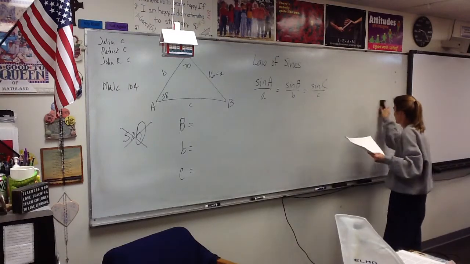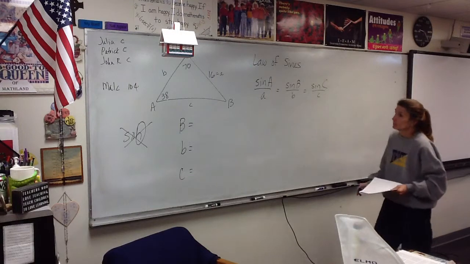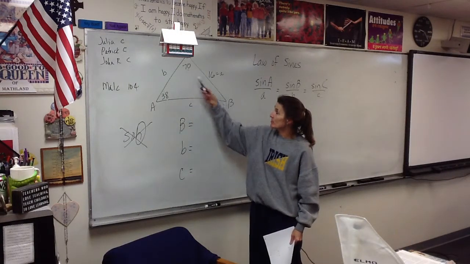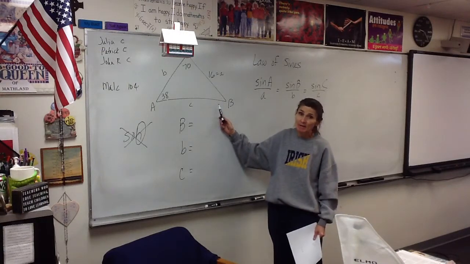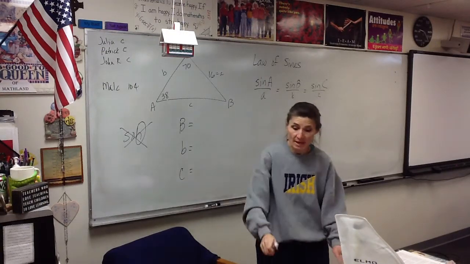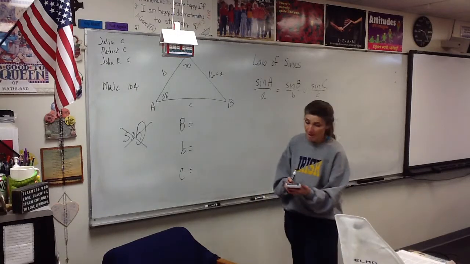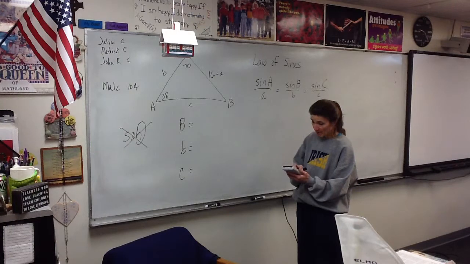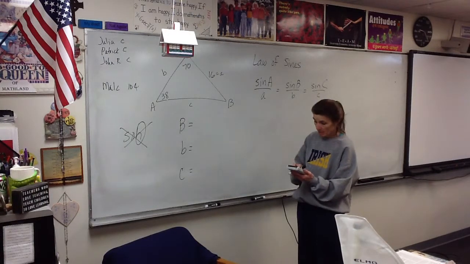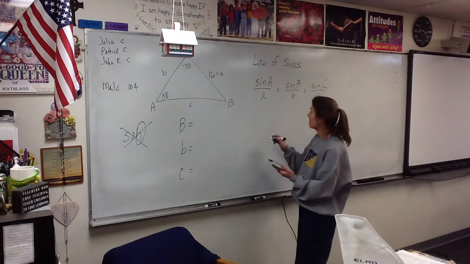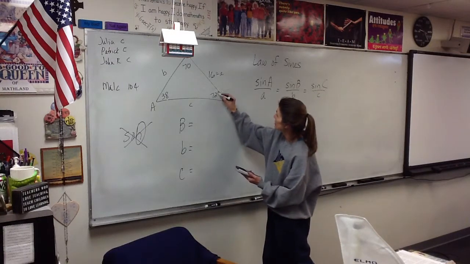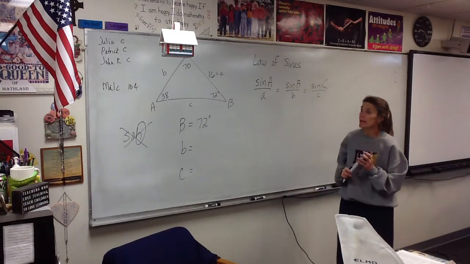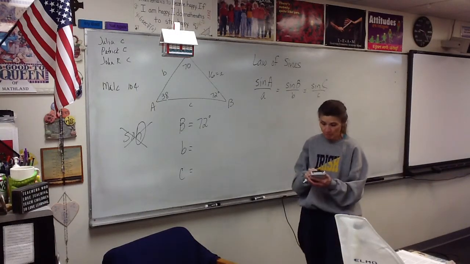Here's how this works. First of all, when I look at this triangle, I see this angle's 38 and this angle's 70. I can find this angle and I don't need anything fancy. What do I know about the angles of a triangle? The angles of a triangle add up to 180. So I have 38 plus 70 already. So if I subtract that from 180, this angle has to be 72 degrees. Remember, the angles of a triangle must add up to 180 degrees.